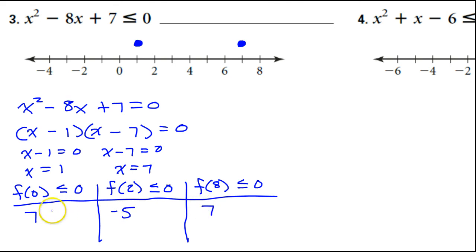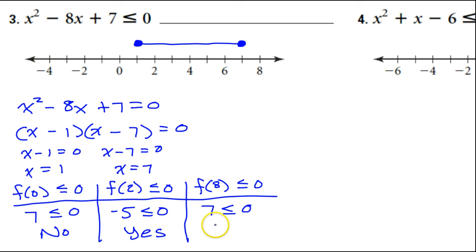Okay, in each case we are asking ourselves, is it less than or equal to 0? Is 7 less than or equal to 0? No, it is not less than or equal to 0. So that means 0 is not a solution, so none of these points are solutions, so we'll leave it blank. Is -5 less than or equal to 0? Yes, it is less than or equal to 0. That means 2 is a solution, which means that all of these points in this interval are solutions. And we will show that by drawing a segment right here.